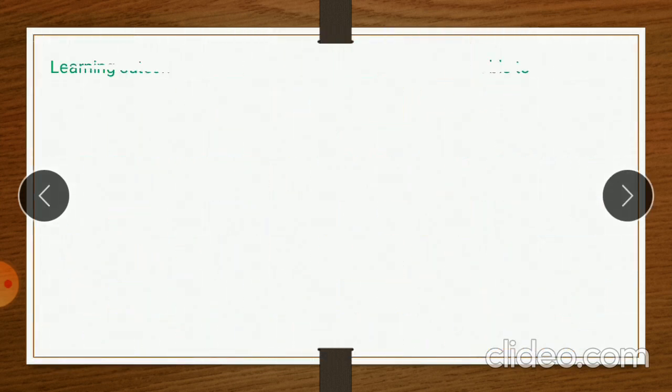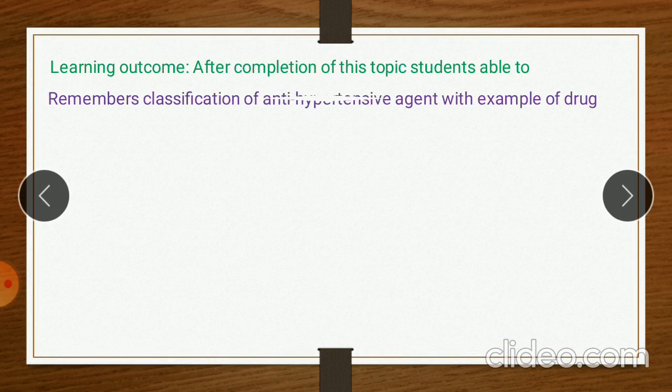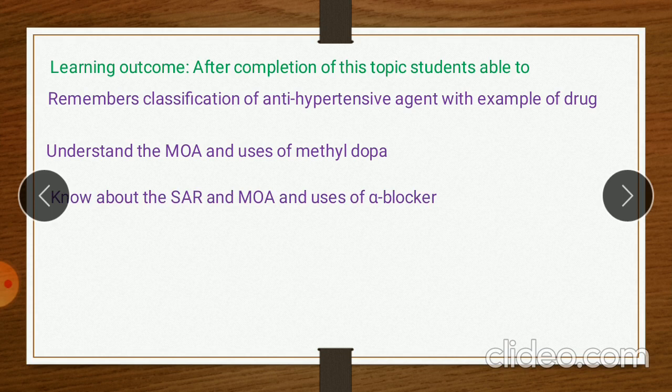The learning outcomes. After completion of this topic, the student will be able to remember the classification of anti-hypertensive agents with examples of drugs, understand the mechanism of action and uses of the centrally acting drug methyldopa, know about the SAR, mechanism of action and uses of alpha blockers, and draw the structure with IUPAC name and uses of alpha blockers.